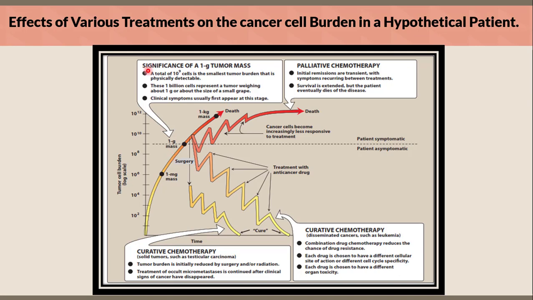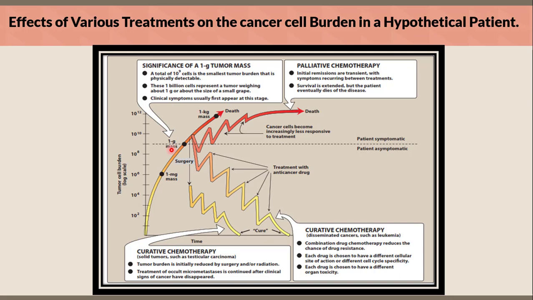As you can see here, the significance of a 1 gram tumor mass, a total of 10 power 9 cells, is the smallest tumor burden that is physically detectable. These 1 billion cells represent a tumor weighing about 1 gram, or about the size of a small grape. Clinical symptoms usually first appear at this stage.